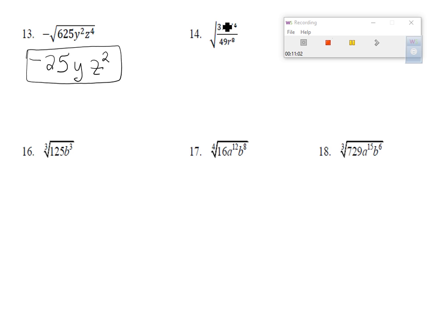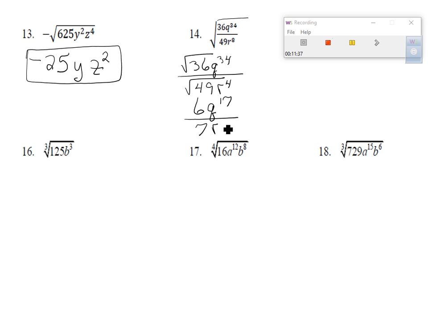Here goes my number 14. Do each one. So guys, I'm going to do 36 q to the 34th over the square root of 49 r to the 4th. Well, the square root of 36 is 6. Q to the 34 divided by 2 is 17, all over 7. R to the 4 divided by 2 is 2. So guys, 1, your calculator is not helping you one bit. 2, these are kind of easy.